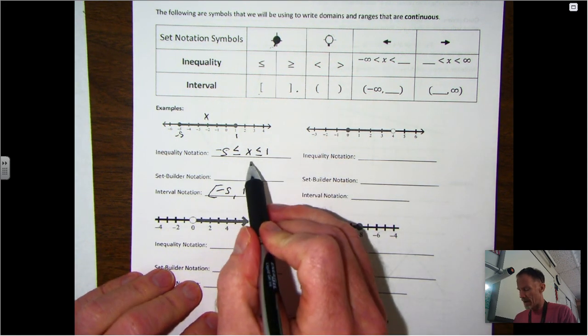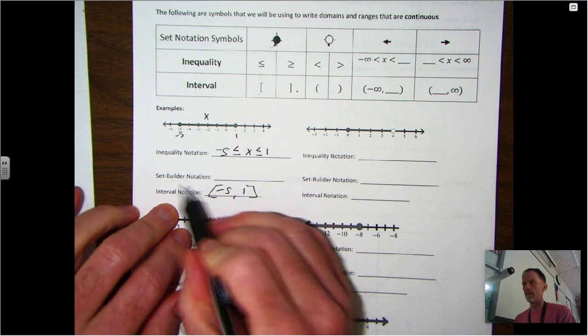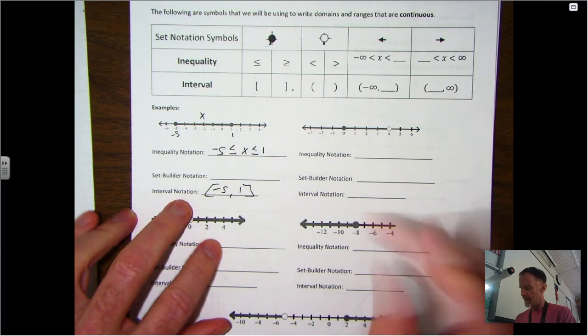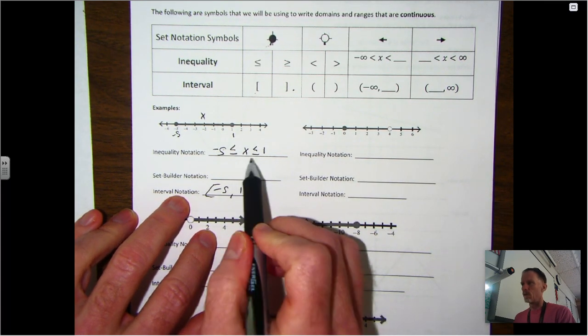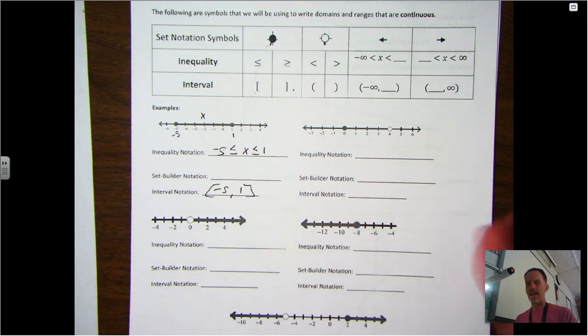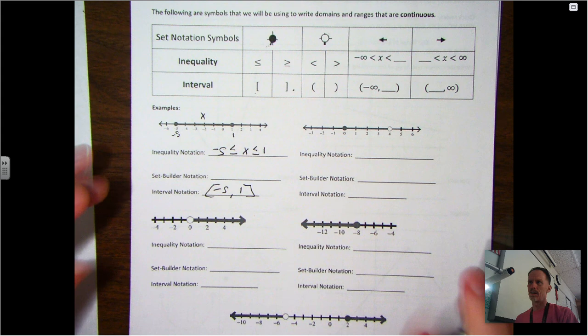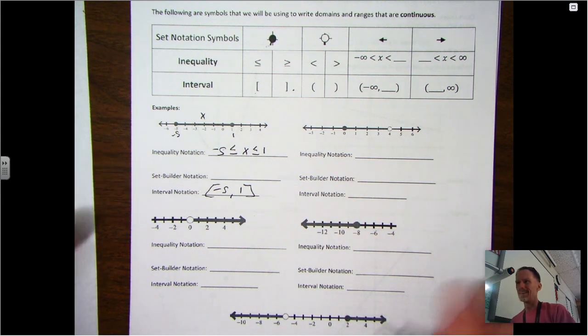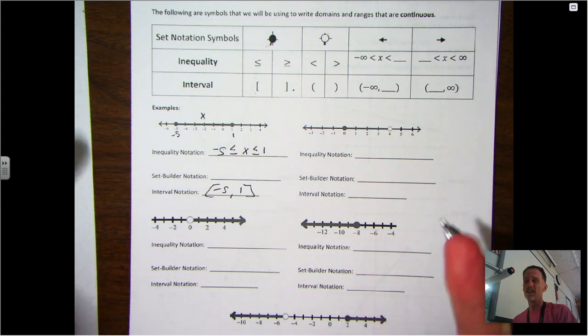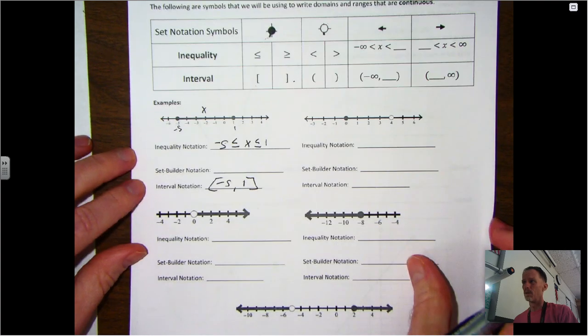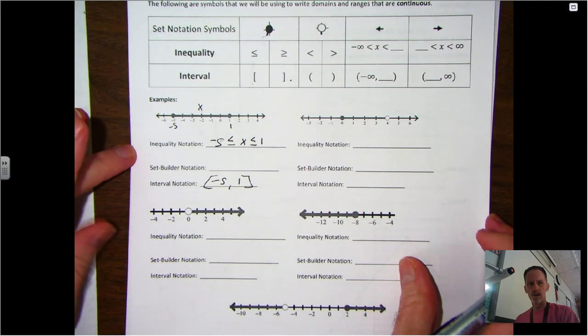Now, the good news about set builder notation, which is probably one you have not seen before, is it actually uses inequality notation. It's just kind of a fancier way to write it. If you go into upper level math, especially college stuff, you tend to see set builder notation a little bit more often. It's a little bit more specific in what it's saying.